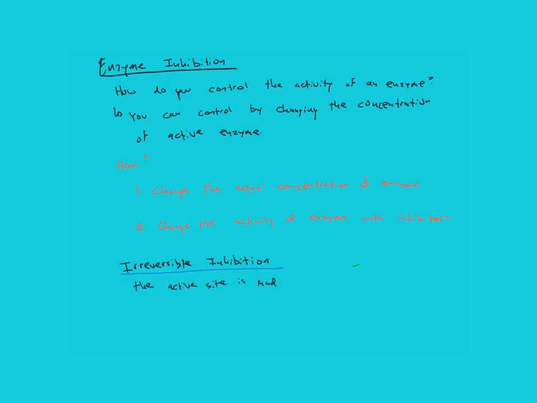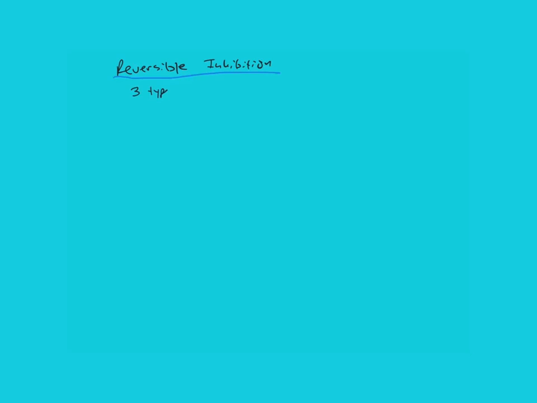This is basically the active site being unavailable for a prolonged period of time, such that the enzyme is altered in a way where it can't carry out its function to give you the product. Now, we're going to focus on reversible inhibition. So we have three types: competitive, non-competitive, and uncompetitive. We're going to focus now on competitive.